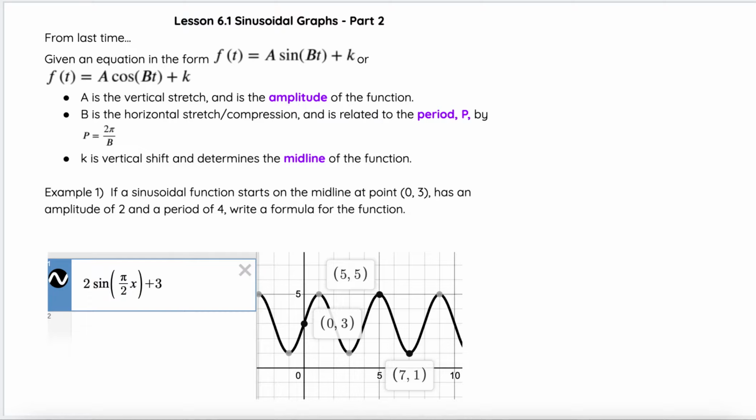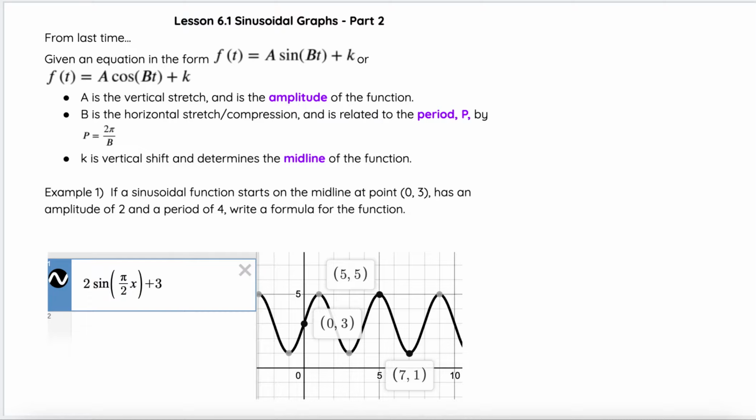We also discussed the b inside the function itself, where we talked about the period. Is it going to be stretched, or is the period compressed so that the oscillation is more quick, or is it more spread out about the period?